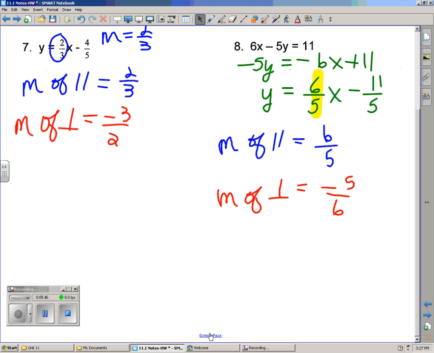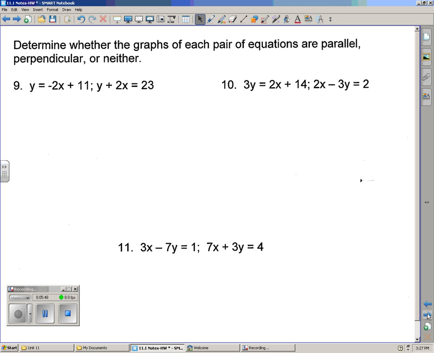Okay, finally, almost done. Determine whether the graphs of each pair of equations are parallel, perpendicular, or neither. If you look at both lines, you've got to determine their slopes. This first line right here, you already have its slope. This guy is m equals negative 2. This guy, we don't know yet until we get it into y-intercept form, and then we get the exact same slope. So these particular lines must be parallel.